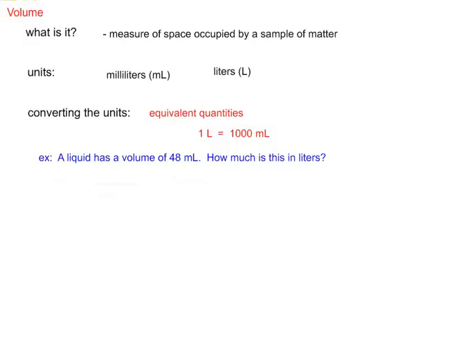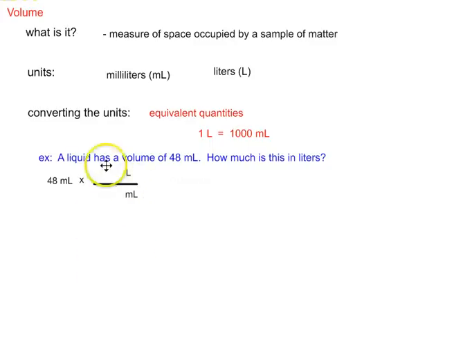So here's an example. A liquid has a volume of 48 milliliters. How much is this in liters? If you get stuck on whether you're dividing by 1,000 or multiplying by 1,000, this is why conversion fractions take out the guesswork. If you follow the pattern of what we do for conversion fractions, you start with the number you're given and you set up a conversion fraction. You know you have to put milliliters in the denominator because you want those to cancel. Liters, therefore, has to go on the top.